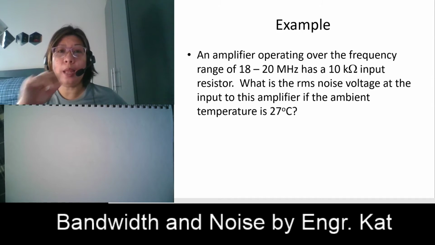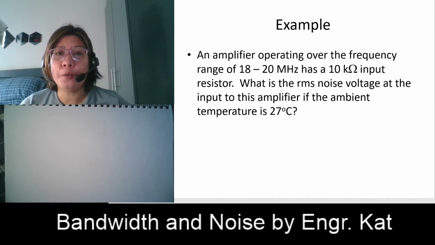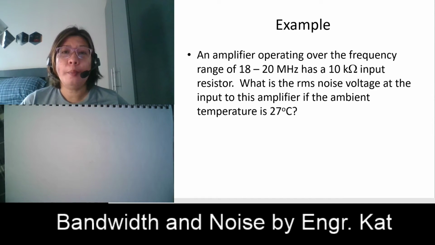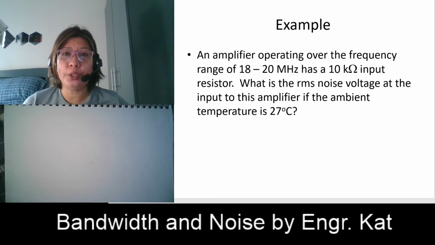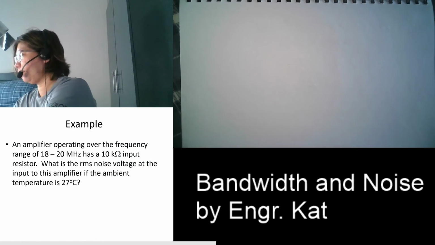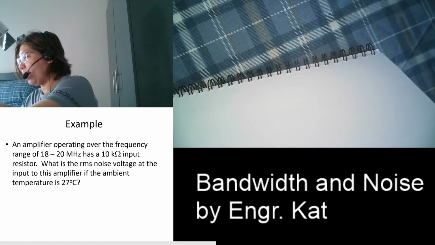So we have an example: an amplifier operating over a frequency range of 18 to 20 megahertz. So this is an operating range, okay? That means we can get your bandwidth here. It has a 10 kilo ohms input resistor. What is the RMS noise voltage at the input of this amplifier if the ambient temperature is 27 degrees Celsius? Okay, so we have here the solution.